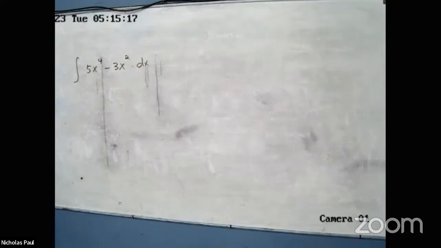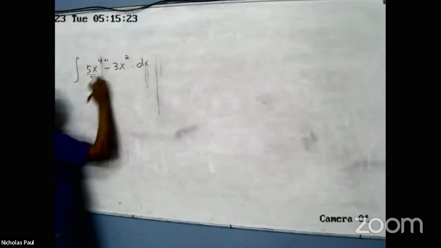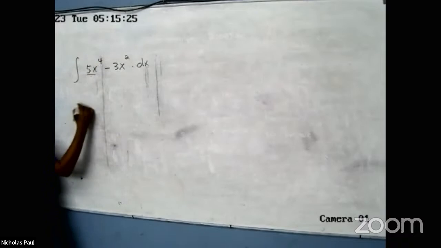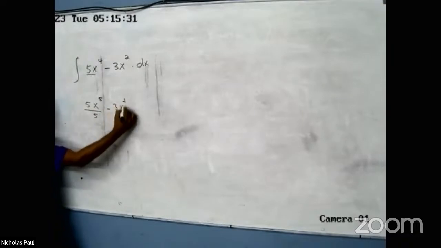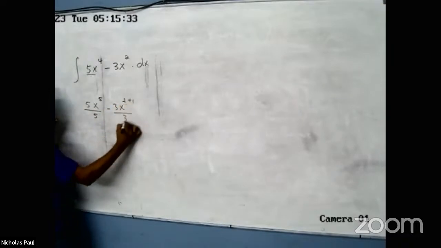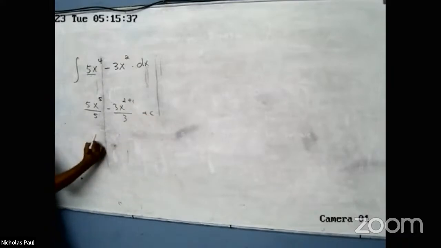Add 1 to the power. So you're adding 1 to the power and you're dividing by the new power. Adding 1 to the power, divided by the new power. And plus C. This will cancel.